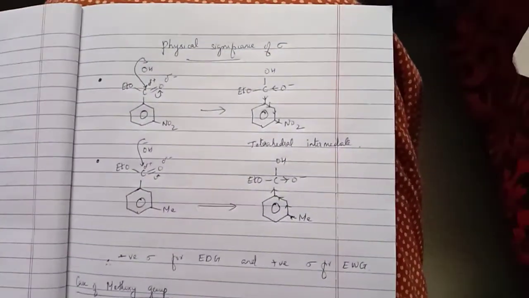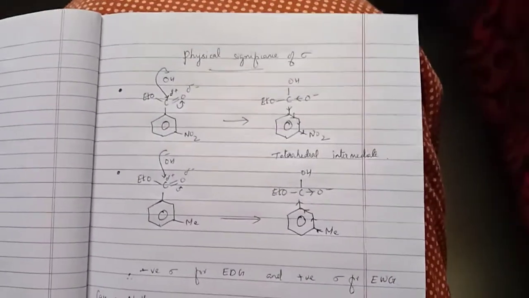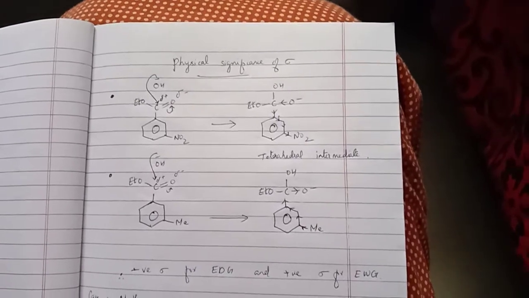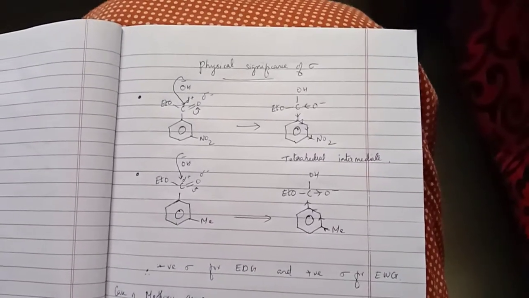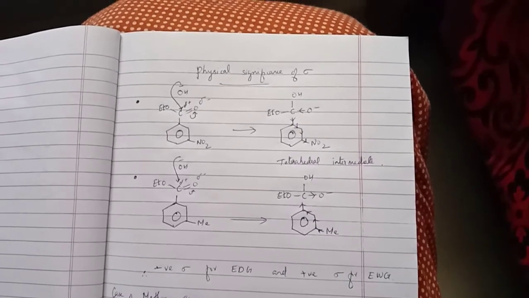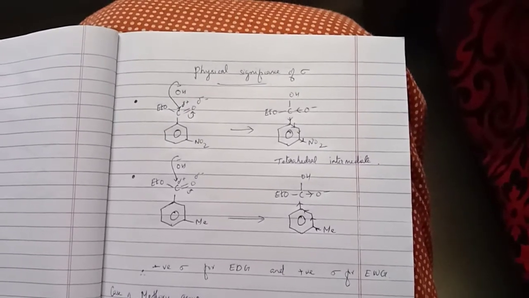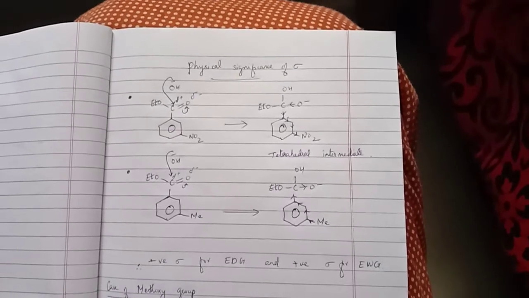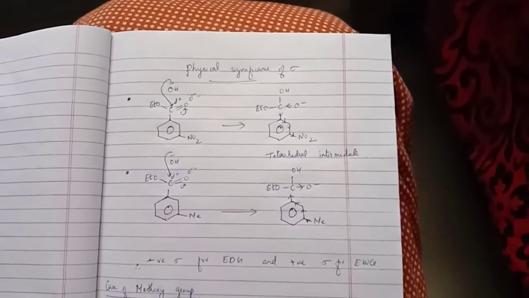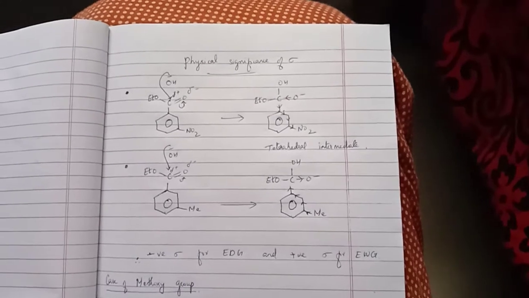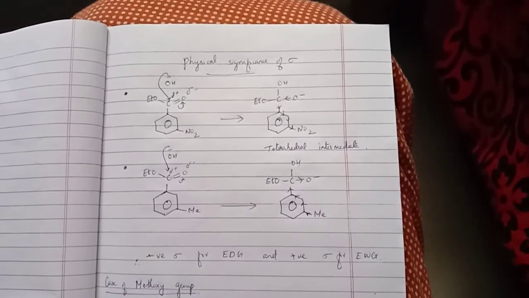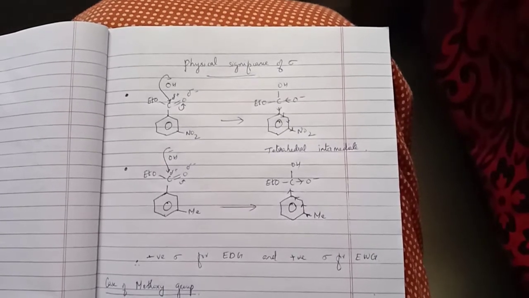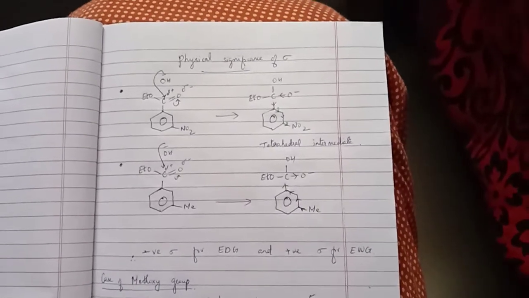First we will see the physical significance of sigma. We have said that a negative sigma value is obtained for electron donating groups, and for electron withdrawing groups the sigma value will be positive. Sigma is the measure of polar effect exerted by the substituent. So an electron withdrawing group will have a positive sigma value, and an electron donating group will have a negative sigma value. How does it come like that? That is what we are discussing here.